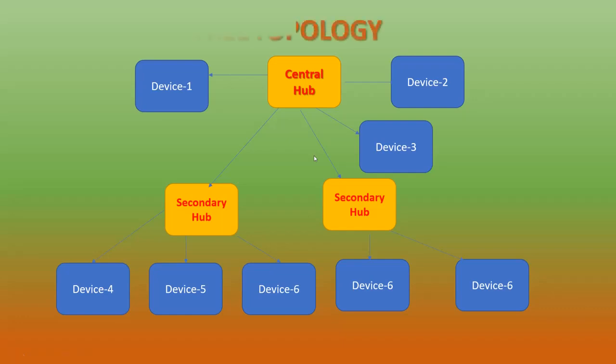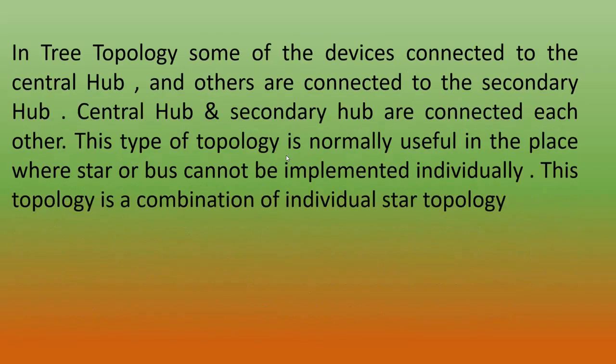In tree topology, nodes are connected to the central hub or secondary hubs. It is normally useful in places where star and bus topology cannot be implemented individually.